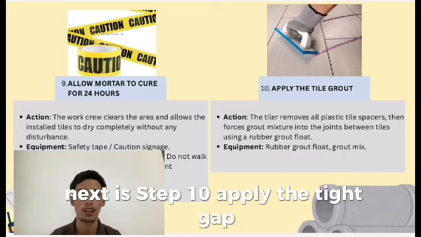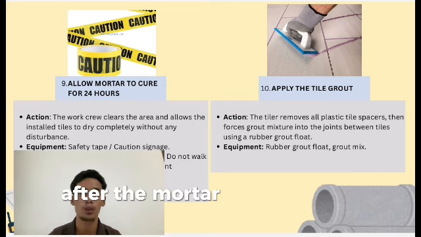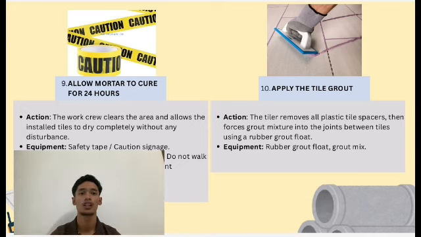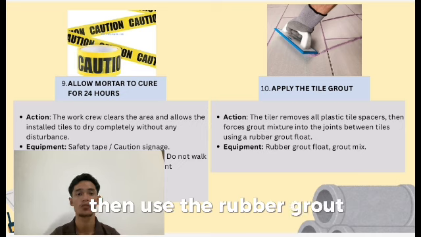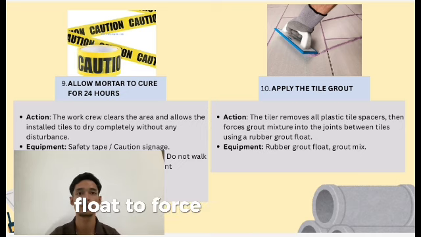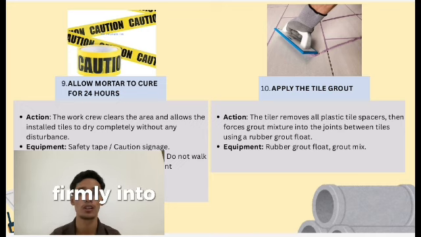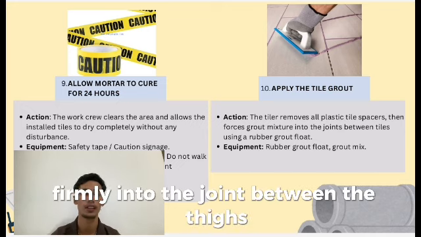Next is step 10. Apply the tile grout. After the mortar has fully dried, remove all plastic tile spacers. Then use the rubber grout float to force the grout mixture firmly into the joints between the tiles.